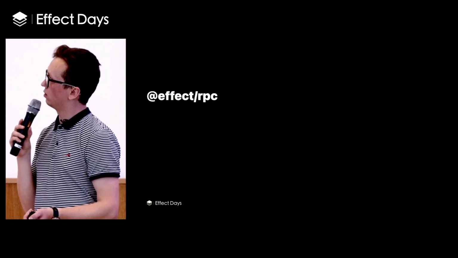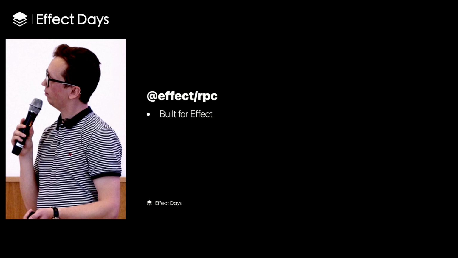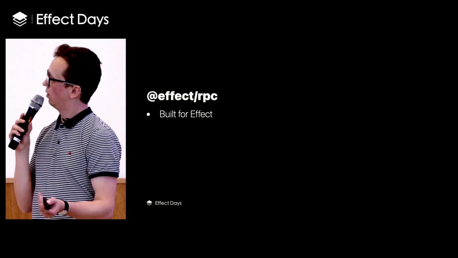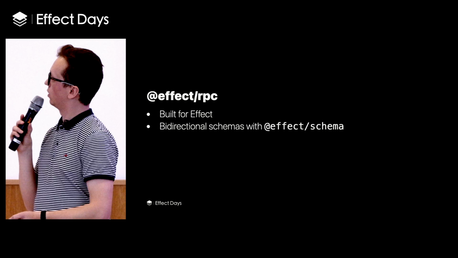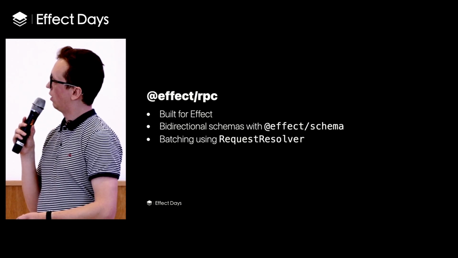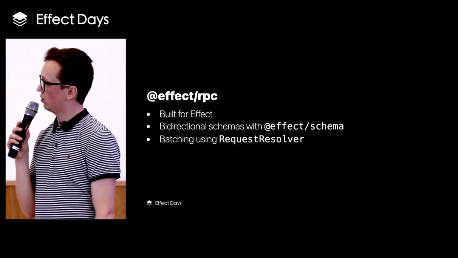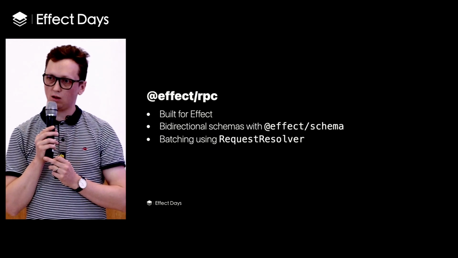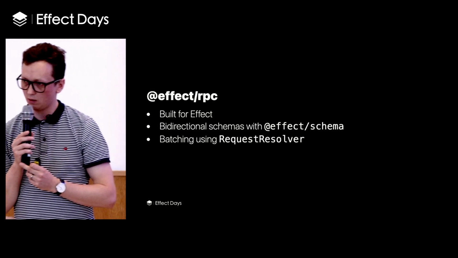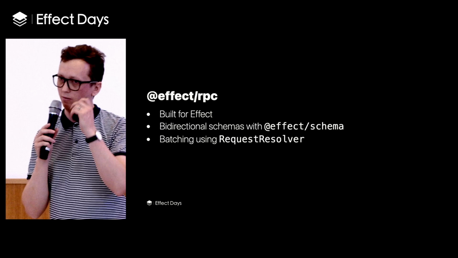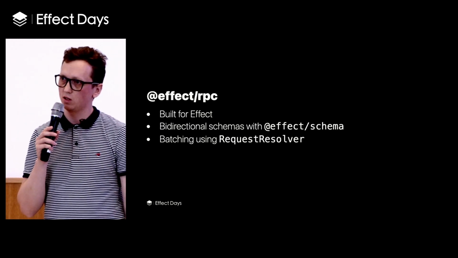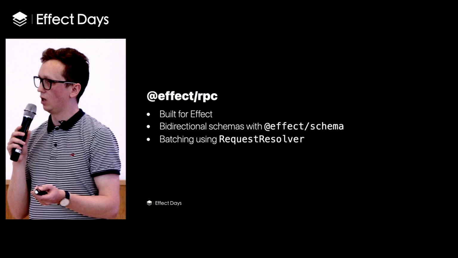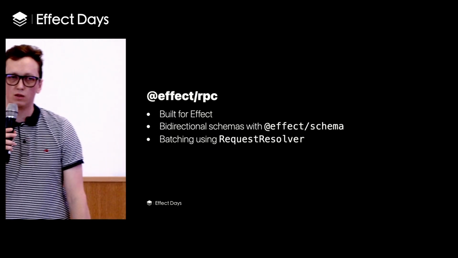And this is where I'd like to introduce Effect RPC. It's built for Effect, that goes without saying. It supports bidirectional schemas. And one key thing to note, it uses Effect Request Resolver under the hood. A request resolver is in Effect one of the more powerful primitives we have for sending requests, and it has out of the box support for batching, and it's also a composable primitive in Effect.